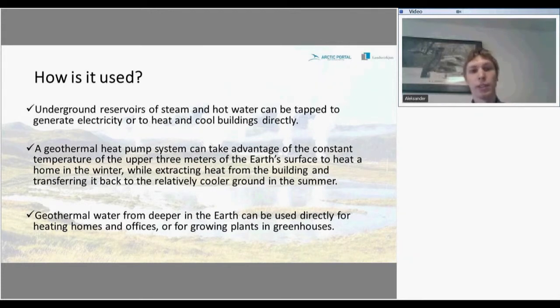The first one is to produce electricity, when underground water, hot water and steam can be tapped directly to generate electricity. Also, geothermal heat can be used for cooling and heating houses because 3 meters of Earth have approximately constant temperature. So in the winter, the hot water can be used for heating houses, while extracting heat from the building and transferring it back to the relatively cooler ground can be used in the summer to cool houses. And also geothermal water from deeper in the earth can be used directly for heating homes and offices, or for growing plants in greenhouses, which is used widely in Iceland.